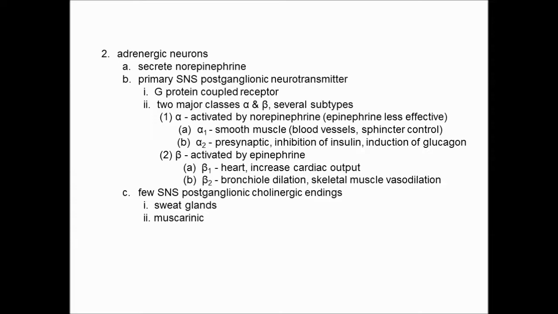The other principal family of neurotransmitters are called adrenergic, and the principal adrenergic product is norepinephrine. It's a primary sympathetic nervous system postganglionic neurotransmitter. It's a G-protein coupled receptor, and there are two major classes, and this really gets quite complex. I'm just going to introduce it, but oftentimes second semester we'll try to get into a little bit more.